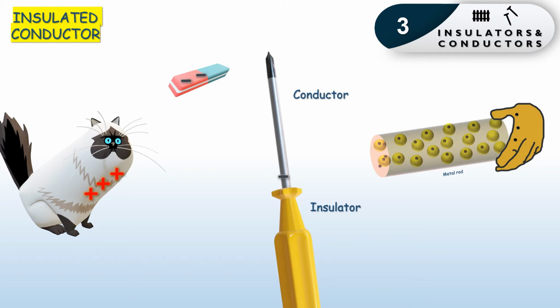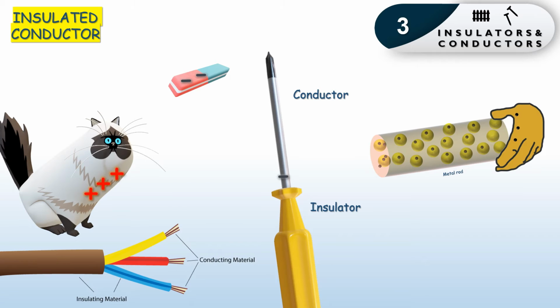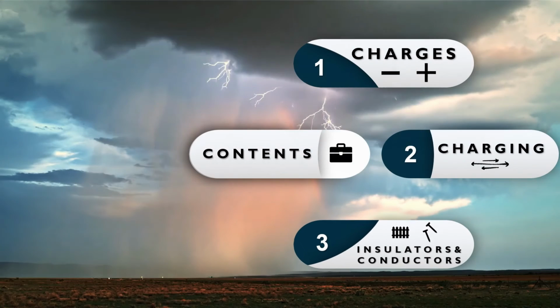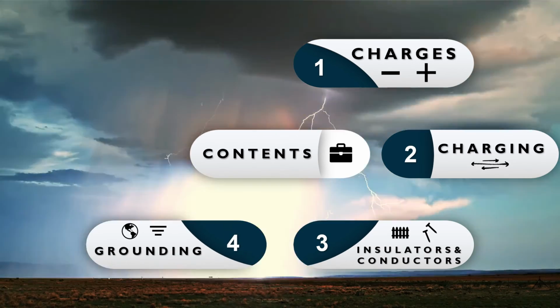Insulators and conductors and insulated conductors are used a lot in our daily lives. For example, in the electrical wires, they are usually made up from conducting materials wrapped by insulators. So by now, you have the idea about insulators and conductors. Now let's look at grounding and see what does that mean.